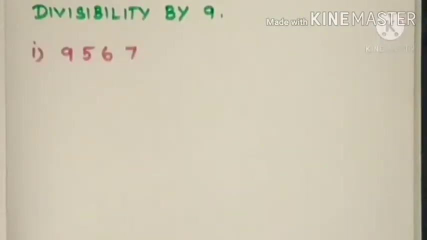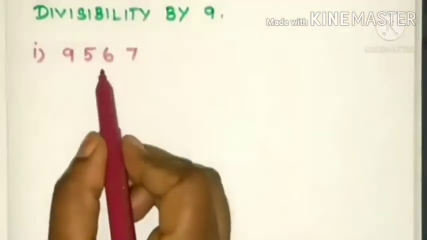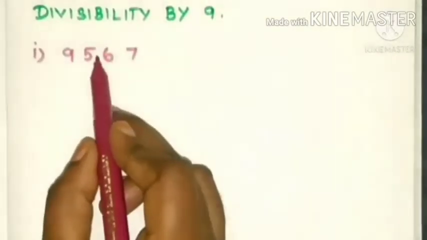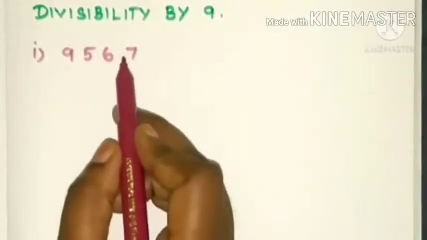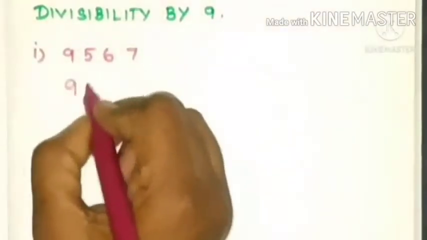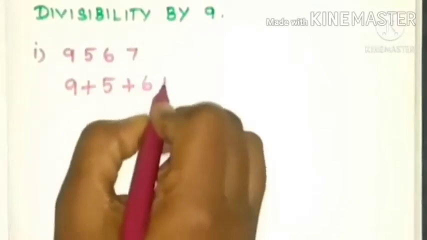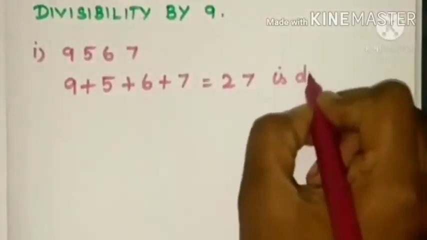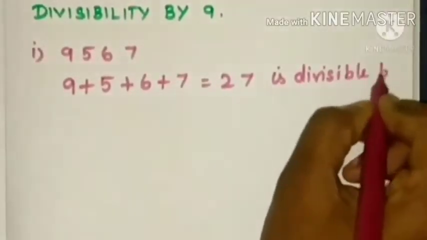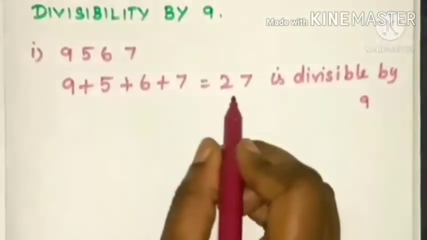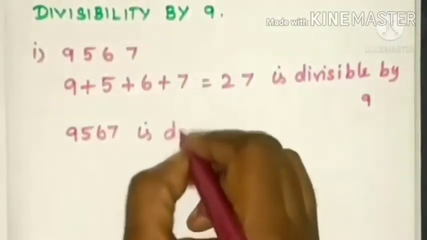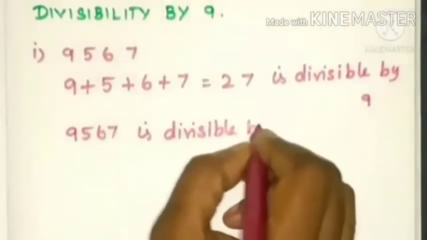Divisibility by 9. The rule for divisibility by 9 is a number is divisible by 9 if the sum of its digits is divisible by 9. Note that the numbers divisible by 9 are also divisible by 3. First, let's find the sum of the digits. 9 plus 5 plus 6 plus 7 is equal to 27. Here, 27 is divisible by 9. 9 threes are 27. So, 9567 is also divisible by 9.